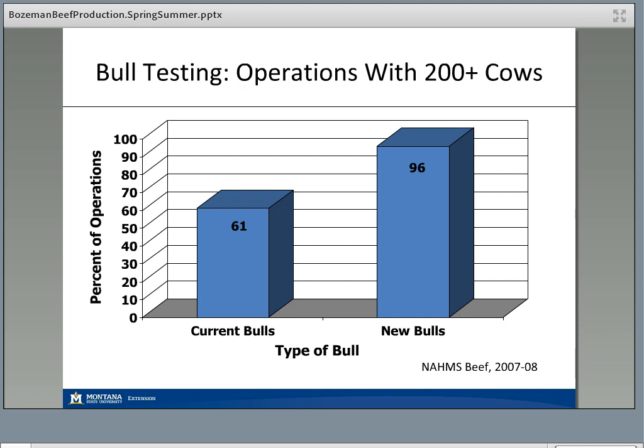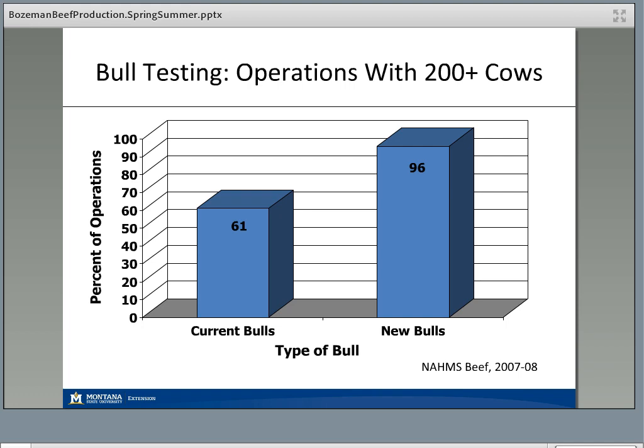You can see here, this was a survey of beef cattle producers, and so we have the percent of operations that tested bulls before breeding season, and this was for operations that had 200 or more cows. You can see that almost everybody tests new bulls, but less than 2/3 of producers test current bulls.